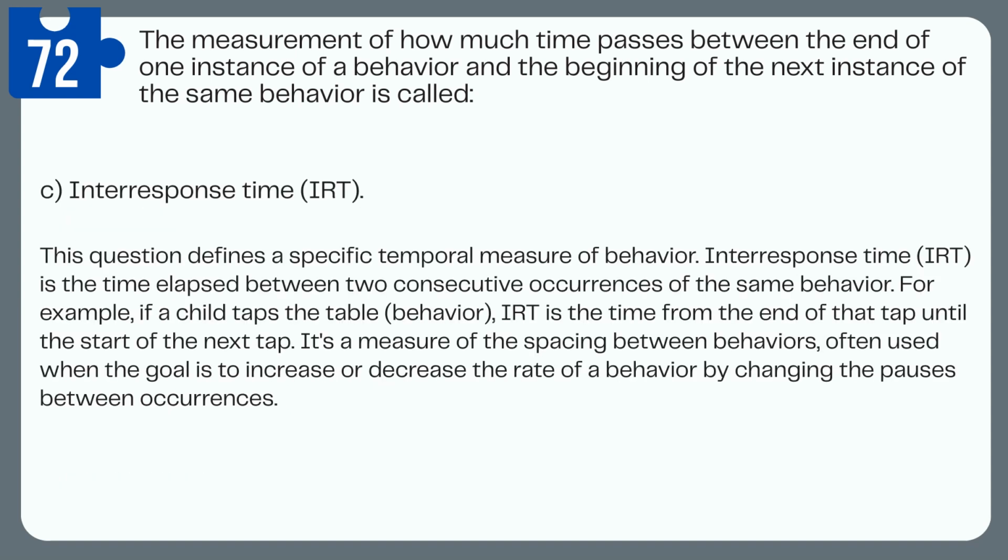Answer: C. Inter-response time, IRT. This question defines a specific temporal measure of behavior. Inter-response time, IRT, is the time elapsed between two consecutive occurrences of the same behavior. For example, if a child taps the table, IRT is the time from the end of that tap until the start of the next tap. It's a measure of the spacing between behaviors, often used when the goal is to increase or decrease the rate of a behavior by changing the pauses between occurrences.